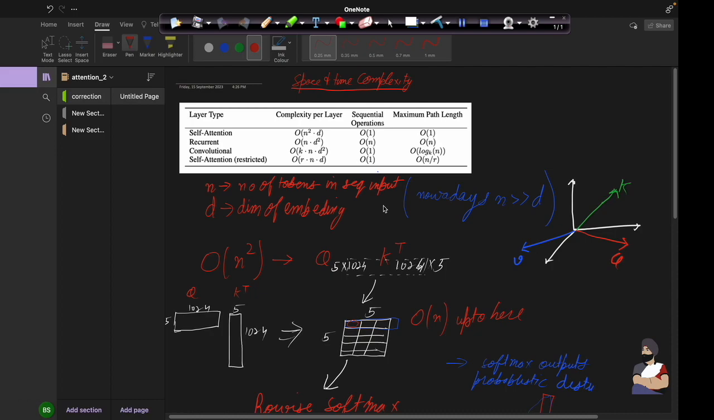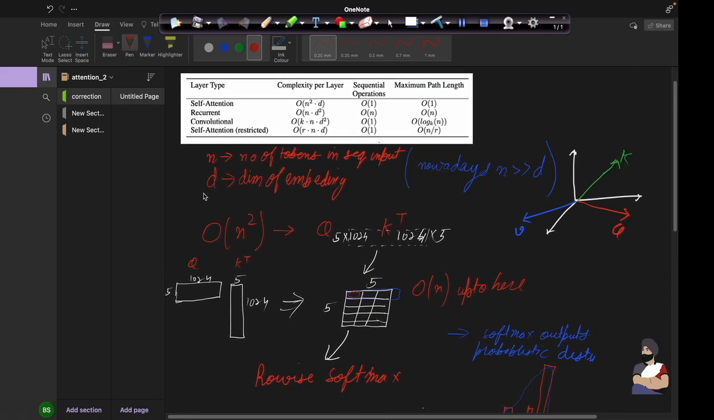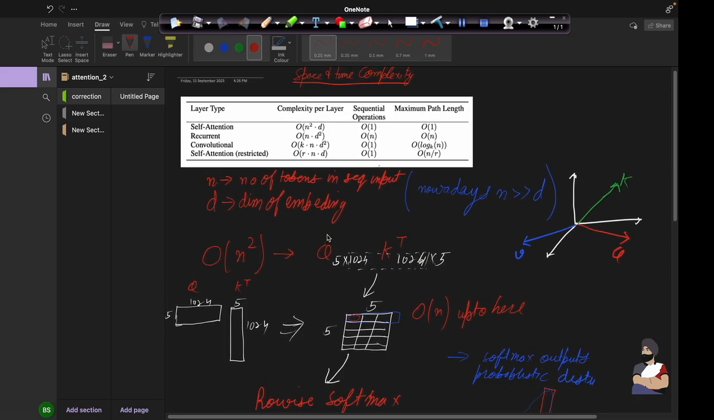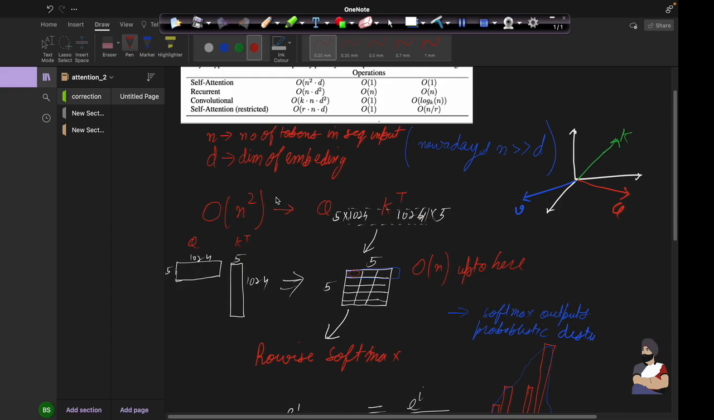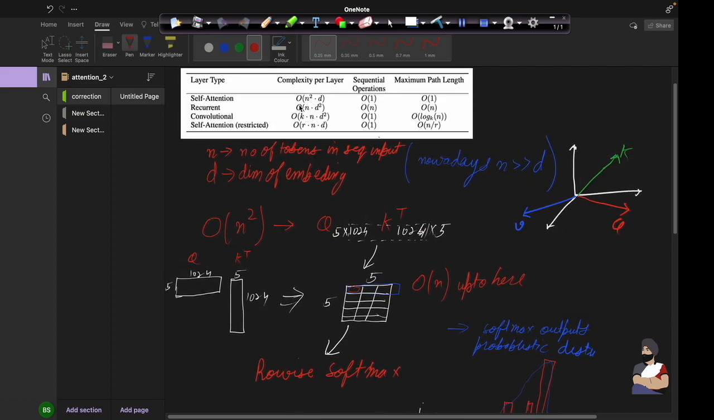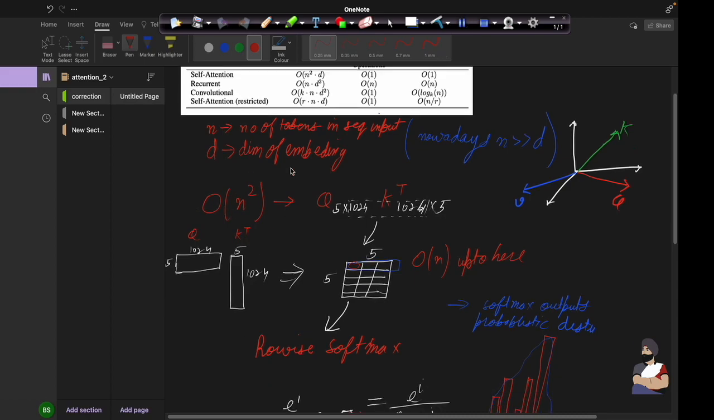To understand it better, I would have to deep dive into the space and time complexity of self-attention. As we all know, the self-attention mechanism is quadratic in nature in both space and time, where n represents the number of tokens in the input sequence. Nowadays n is much greater than d, where d is the dimensionality of the embedding. So order of n square d is normally written as order of n square. The good question is why order of n square?